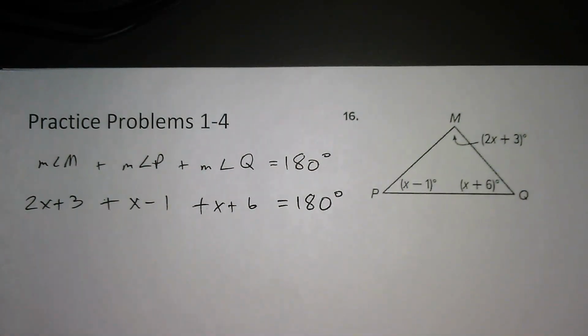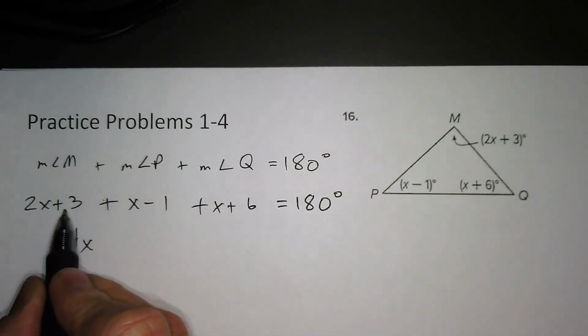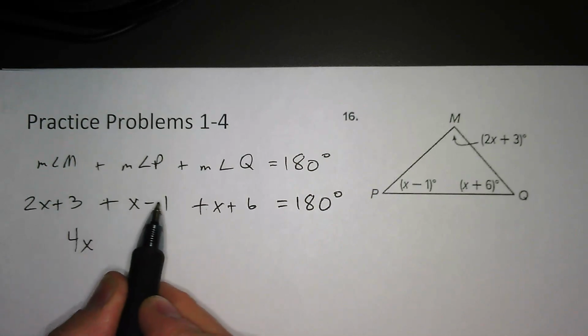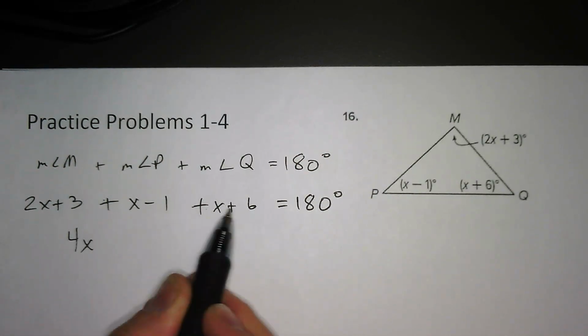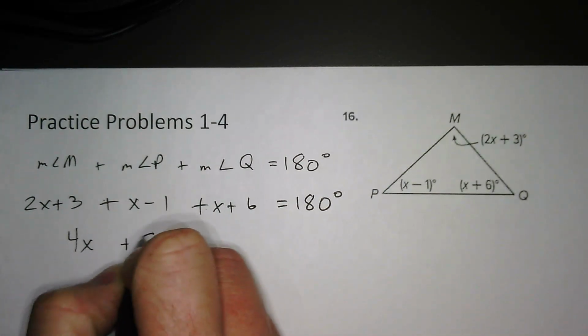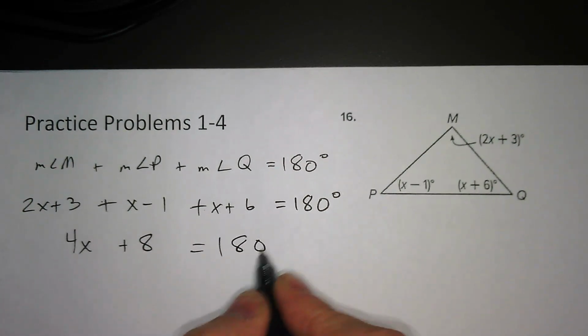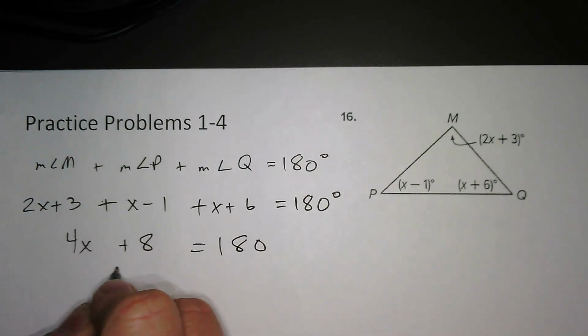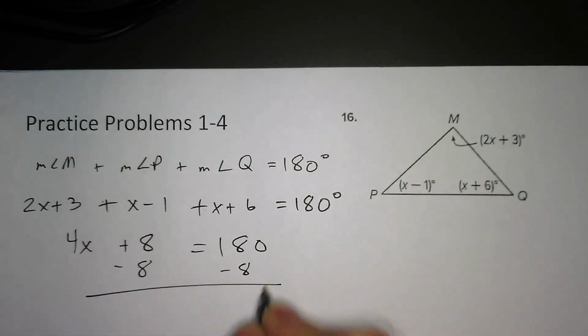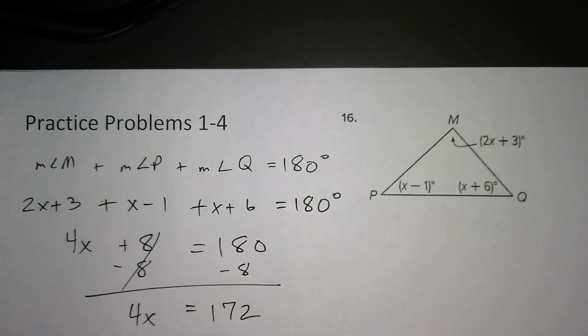Now I'm going to get my x values together, 2, 3, 4x. And then I'm going to add my numbers, 3 minus 1 plus 6. So 3 minus 1 is 2, plus 6 is 8. So I got 4x plus 8, and that's going to equal 180. I'm being kind of lazy, I'm dropping the degrees. I'm going to subtract the 8 from both sides. It's going to cancel here. I'm going to have 4x equals 172.